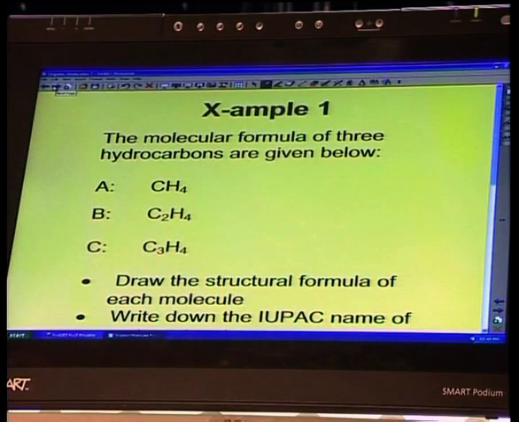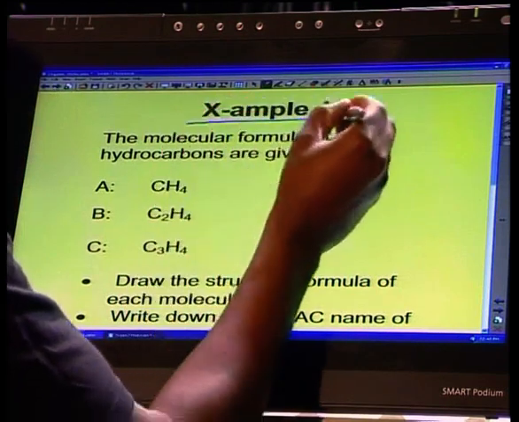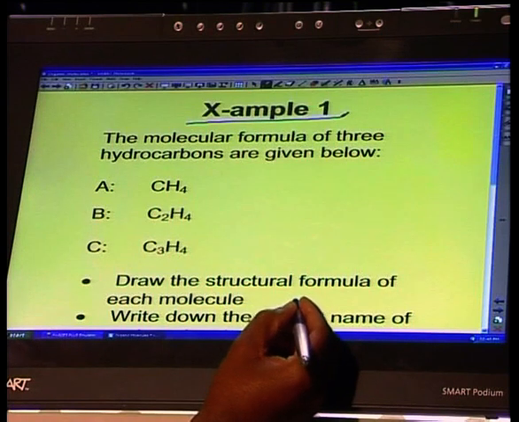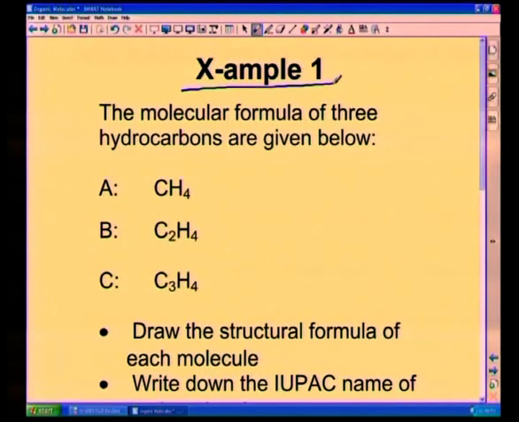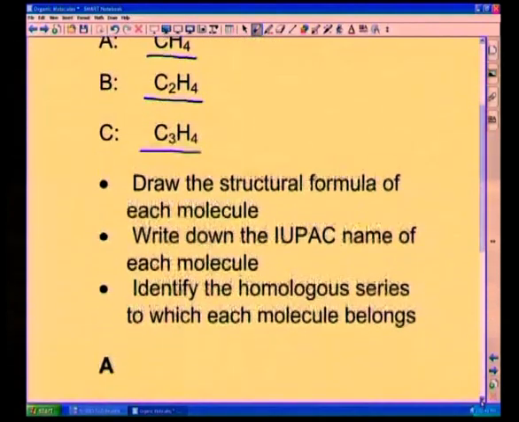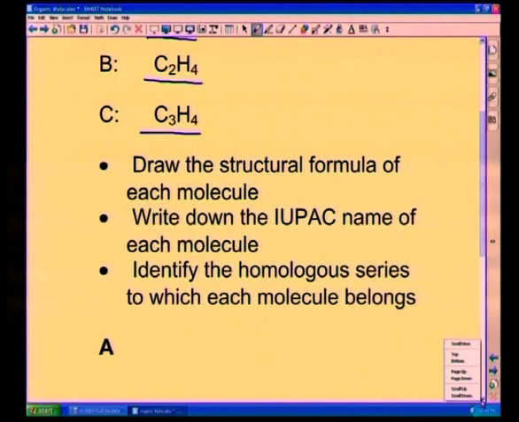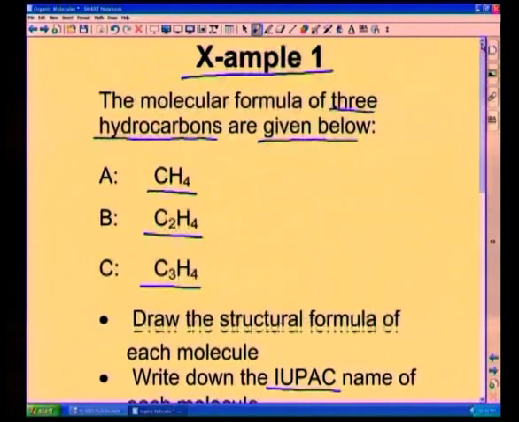Let's move on. Let's look at an example that can help us to learn how to name these molecules, or to use what we have just spoken about. The molecular formulas of 3 hydrocarbons are given below. Okay, so these are molecular formulas. The question is, for each of them, draw the structural formula of each molecule, write down the IUPAC name, and then identify the homologous series to which each molecule belongs. So let's do this to all the 3.